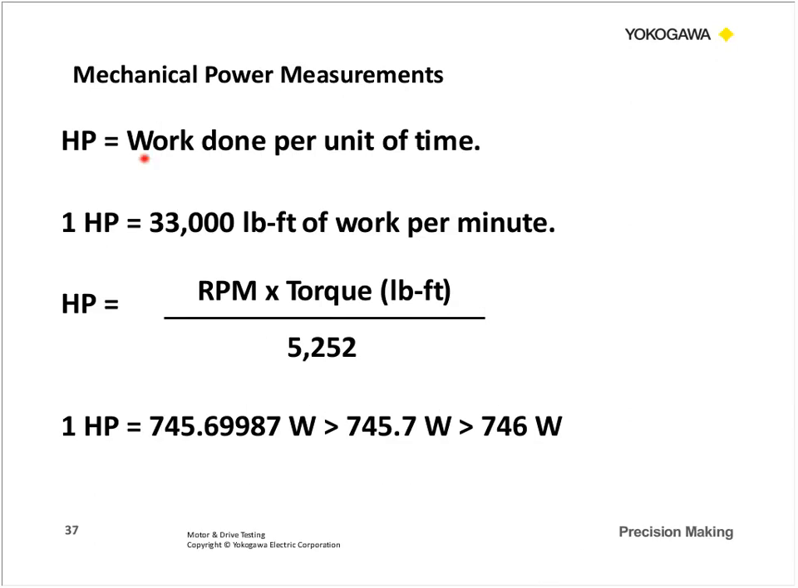So horsepower is some unit of work done per unit of time. If you remember, a horsepower is about 33,000 pound-feet of work per minute. Some other conversions for horsepower: we can take the RPM times the torque in pound-feet, if you measure the torque, and divide it by the constant of 5,252. So that can give us the horsepower. We also know that a lot of times you may see it rounded off to 746 watts per horsepower, a little more precise, 745.7, or very precise out to 5 decimal places. So we can convert our watts to horsepower.